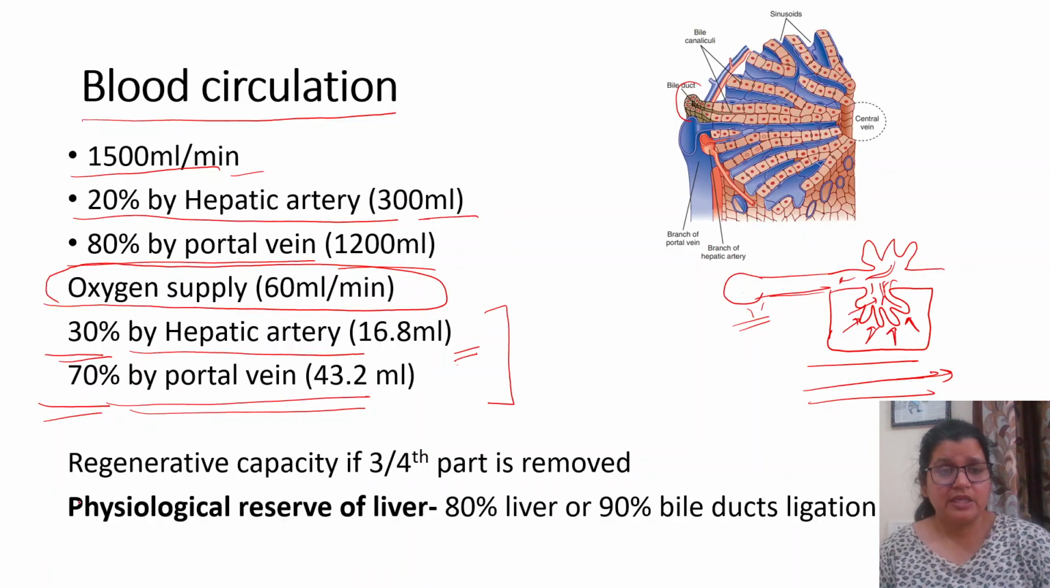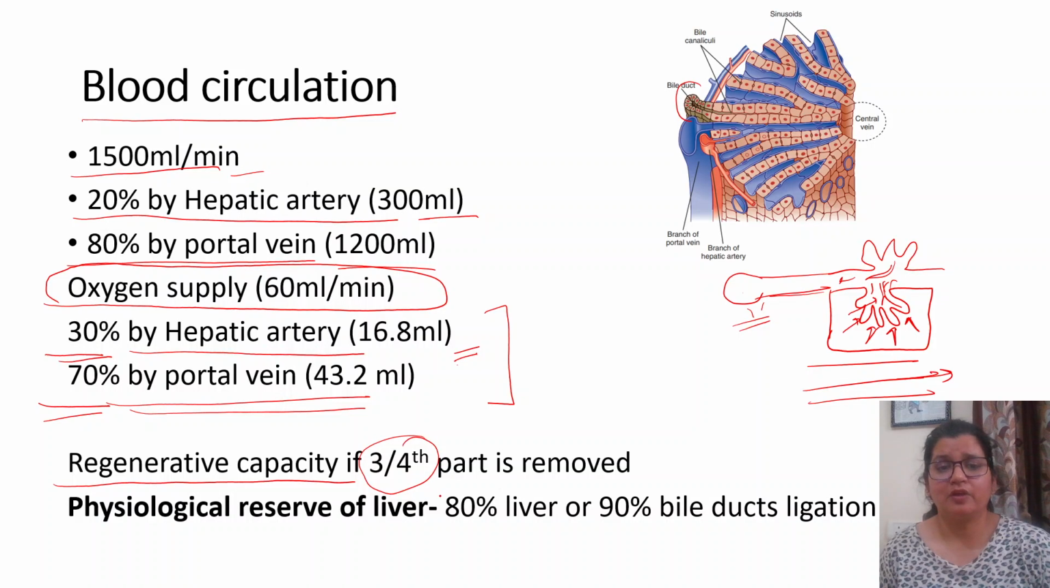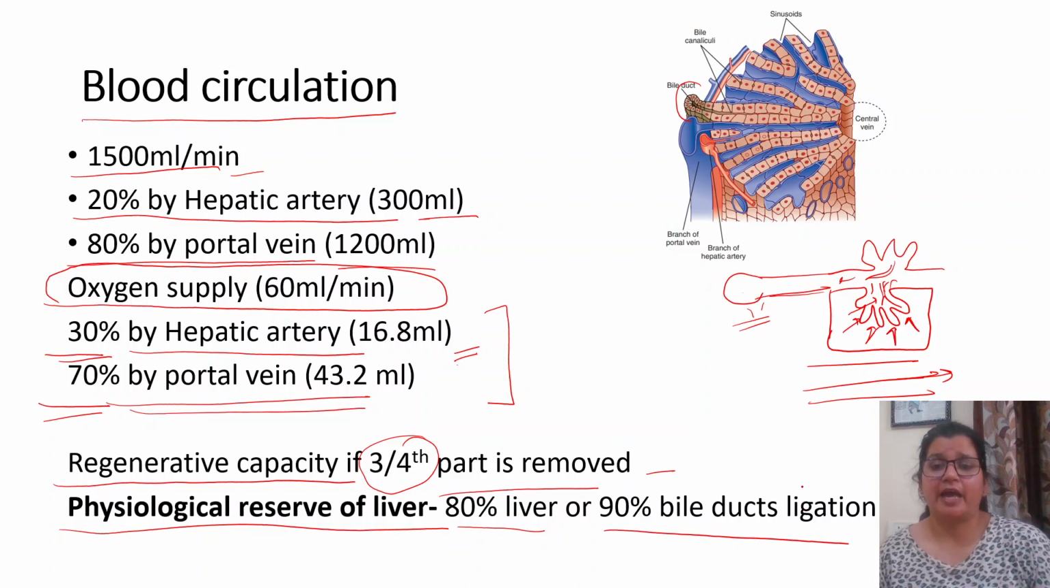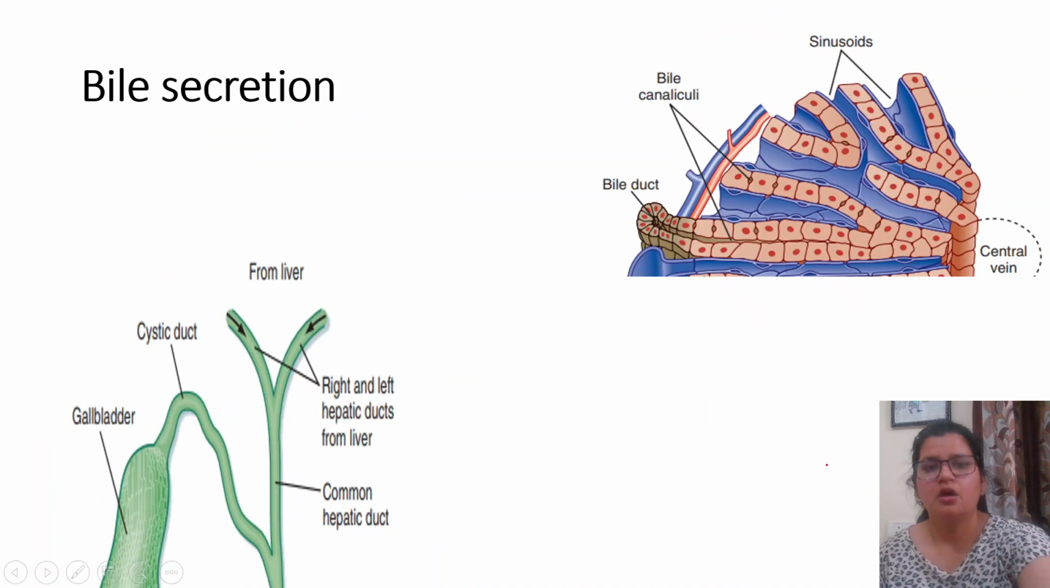Okay, so this is very important to remember. The liver has regenerative capacity also. It can regenerate fully. Even if three-fourths of the liver is removed, it can regenerate. This is a very nice capacity of the liver. Then the physiological reserve of the liver is, if we remove 80% of the liver or ligate 90% of the bile duct, even then the liver can operate its functions normally. That is called the physiological reserve of the liver.